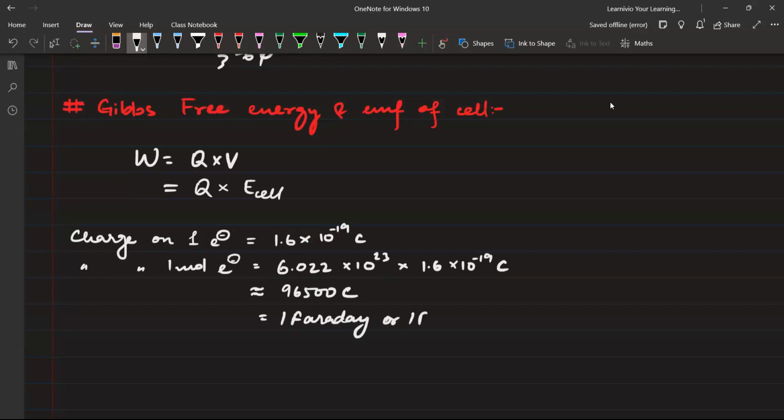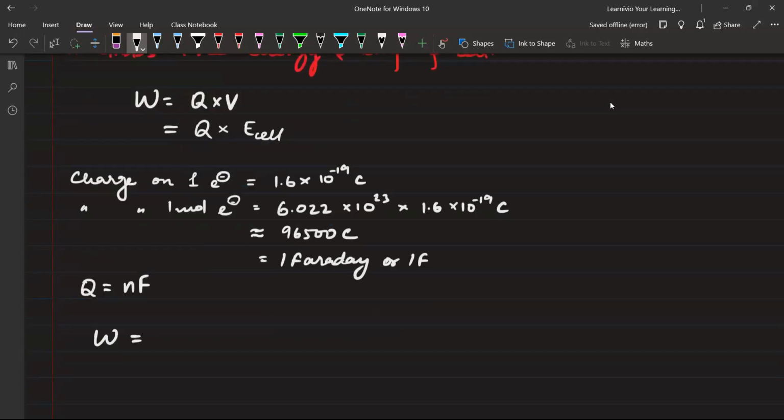So if I have 2 moles of electrons, then it is going to be 2 Faraday. 1 mole of electron, 1 Faraday. 3 moles of electron, 3 Faraday, and so on. So the charge that is going to be moved in a particular electrochemical cell will be equal to the number of electrons used multiplied by Faraday, that is the charge on 1 mole. Now our equation W will be equal to nFE cell. Okay. Now this is the work done.